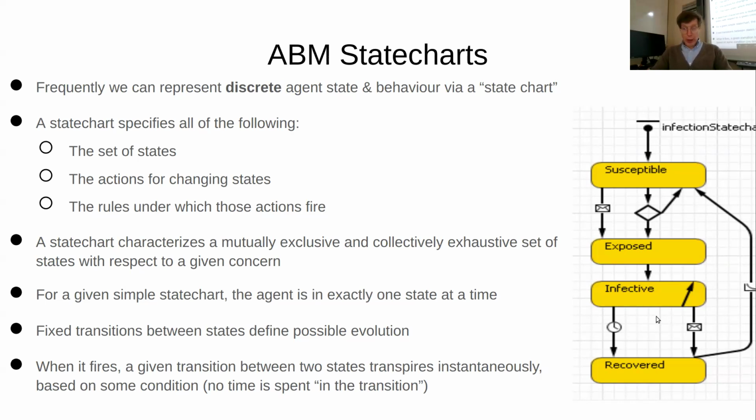So it follows that with respect to these simple states, with respect to a given state chart with simple states, an agent is in exactly one state with respect to that state chart at a time. And over time, they move between those states.